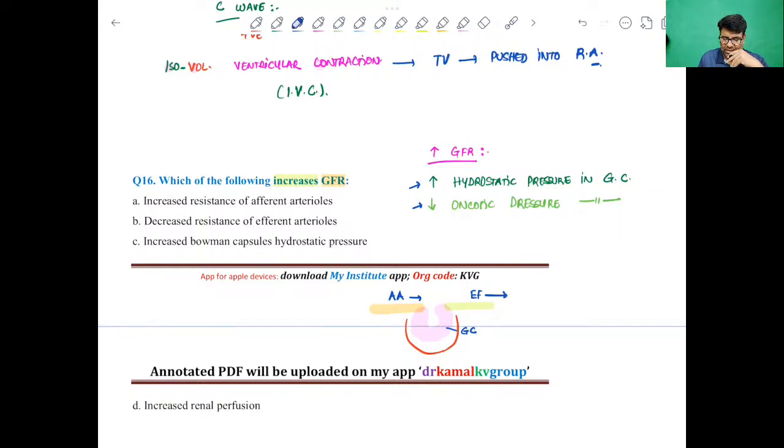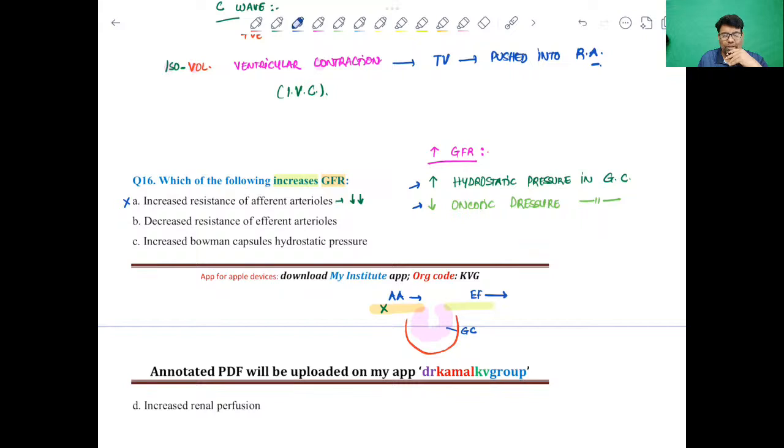If there is increased resistance of the afferent arteriole, it means the amount of blood going into the glomerular capillaries will reduce, and it will reduce the amount of hydrostatic pressure, and therefore the GFR will also reduce. So this is not the right answer. Let's move to option B.